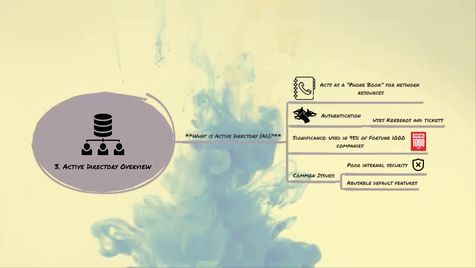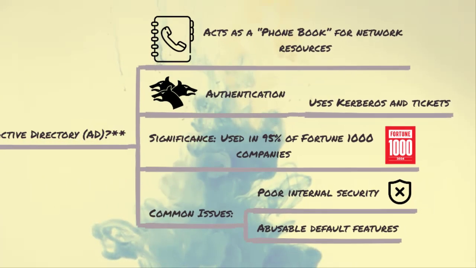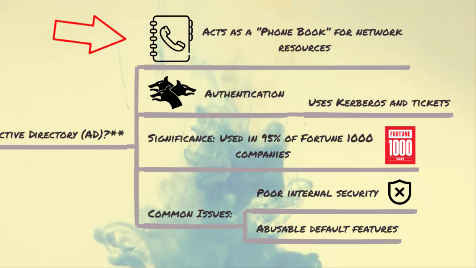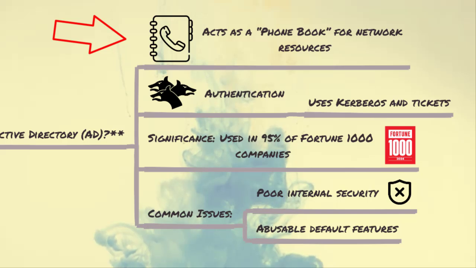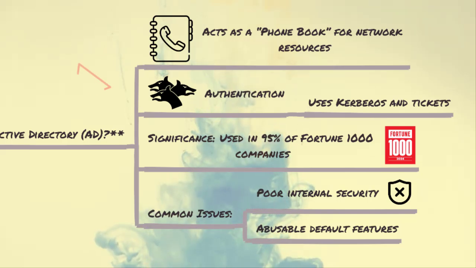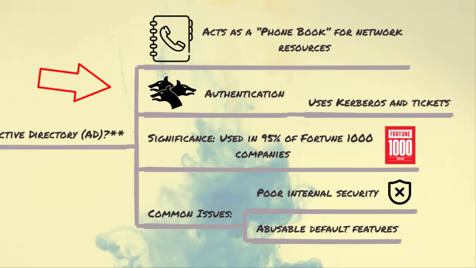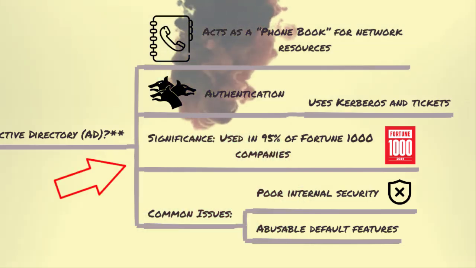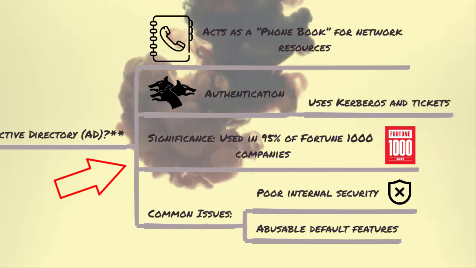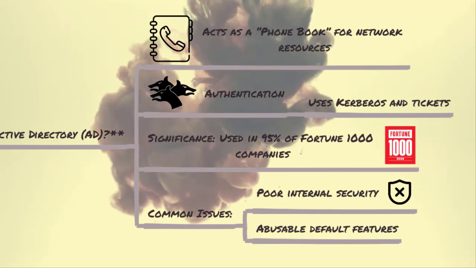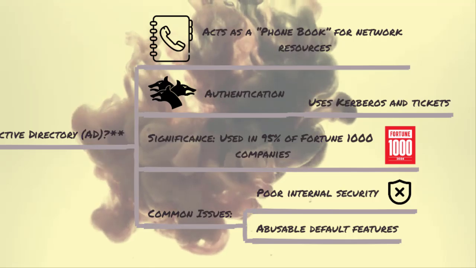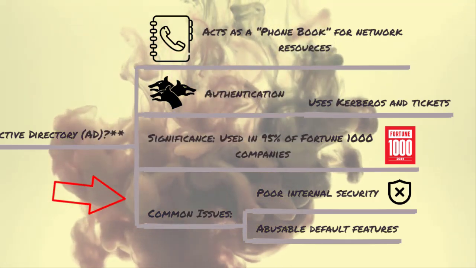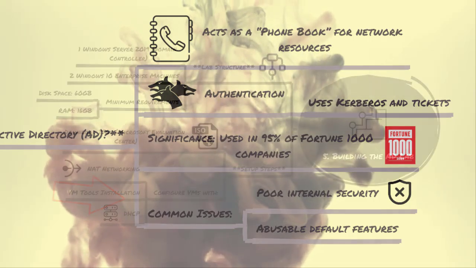Active Directory Basics, the phone book of the network. Active Directory is the backbone of many networks, acting like a phone book for devices, users, and permissions. It uses Kerberos authentication, which involves tickets. Fun fact, Active Directory is used by 95% of Fortune 1000 companies, which makes it a hot target for pen testers. Its biggest weakness? Many organizations overlook internal security, leaving default features open to exploitation.